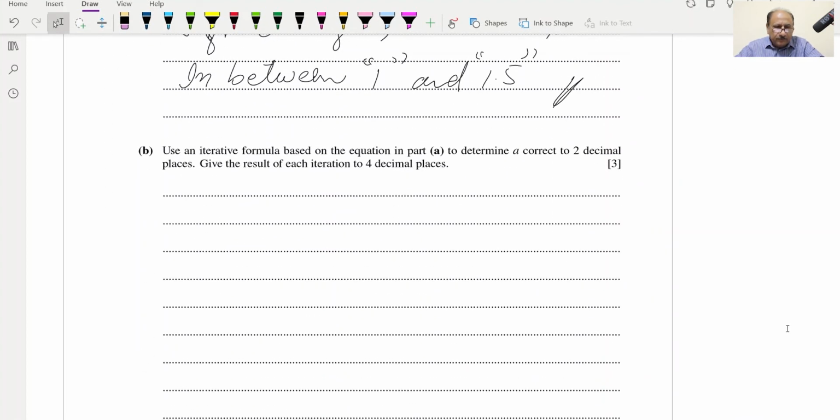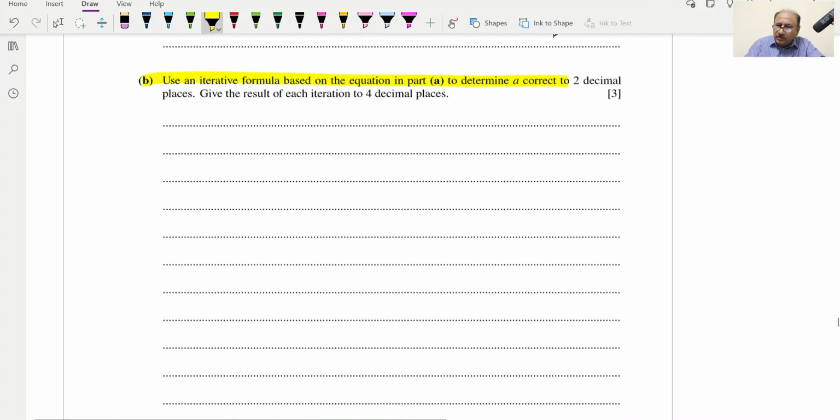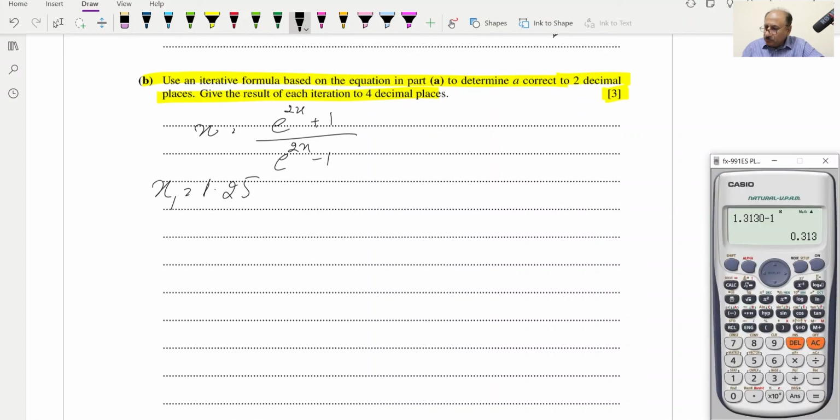B part says use an iterative formula based on the equation in part A to determine a correct to 2 decimal places. Give the result of each iteration to 4 decimal places. This is a 3-mark question. We can write down the equation: x is equal to e raised to 2x plus 1 over e raised to 2x minus 1. We will take x1 in between 1 and 1.5, so it will be 1.25, and we can type the equation.